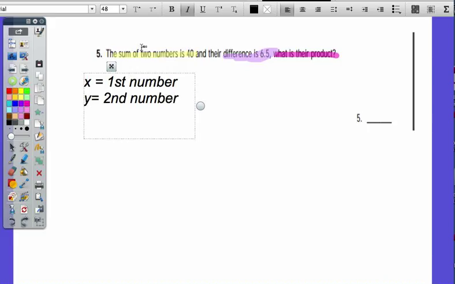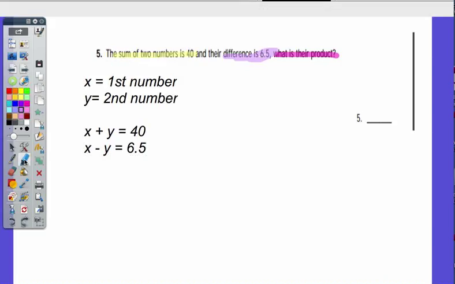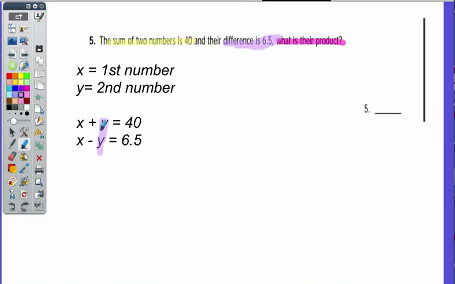So the first thing I know is the sum. Sum tells me to add. So my first number plus my second number better add up to be 40. Their difference means subtract. So x minus y is equal to 6.5. Now we're going to get a decimal as an answer, and that's okay because they subtracted to be 6.5, so one of them has to be a decimal. What's lovely about this is, if you notice, these are already opposites of each other. So it's ready for me to add down.